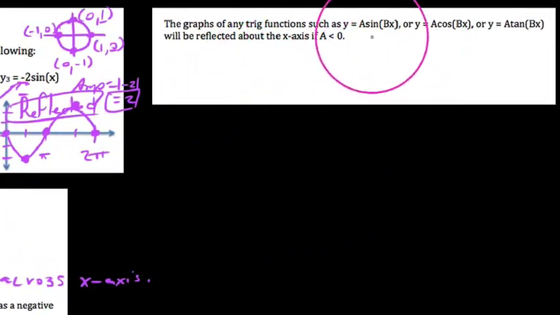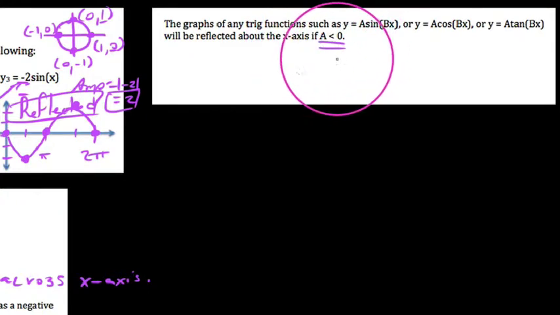Just really quickly before we sign out on this one, any function y equals a sine bx, or y equals a cosine bx, or y equals a tangent x is going to be reflected if our a value is negative. So that's the conclusion we can draw here.